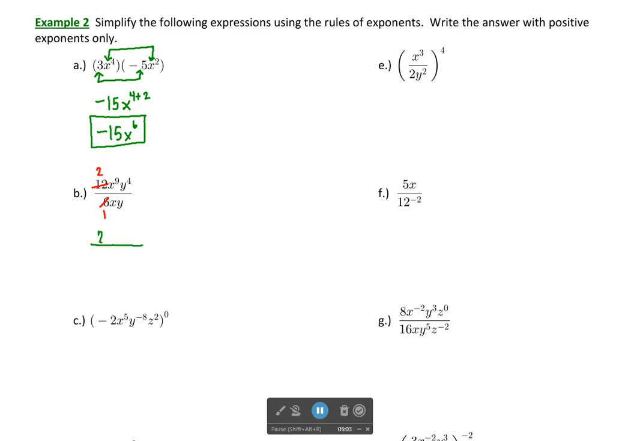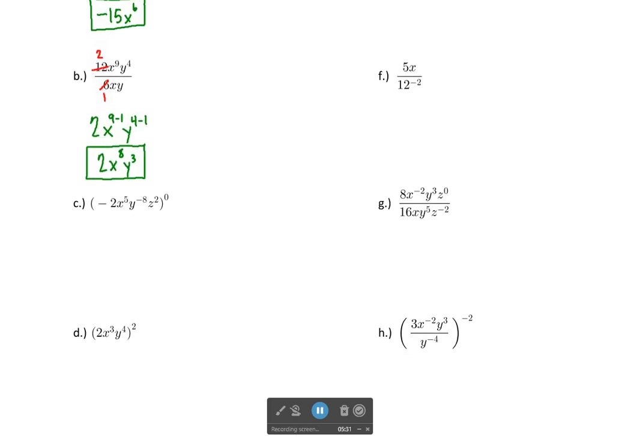Then notice we have like bases that we're dividing. X to the 9th divided by x to the 1st. We can simplify by subtracting the exponents. And y to the 4th divided by y to the 1st, again, we can subtract exponents. So we end up with 2x to the 8th, y to the 3rd. We have only positive exponents in our answer, so we are finished simplifying.